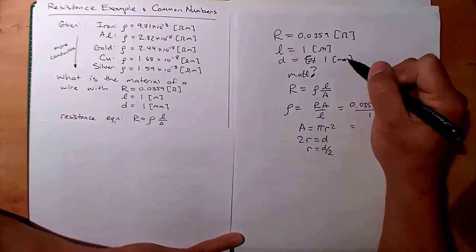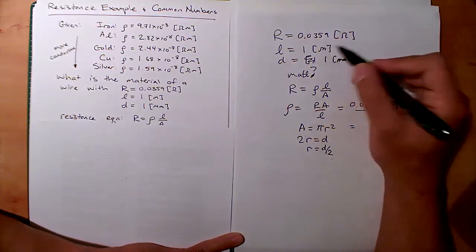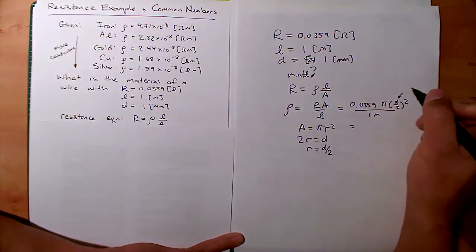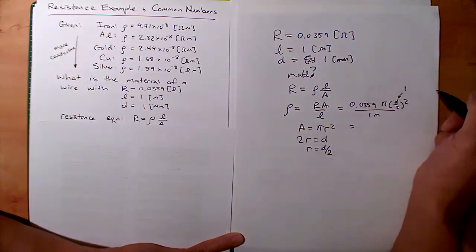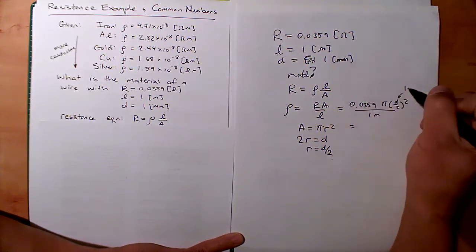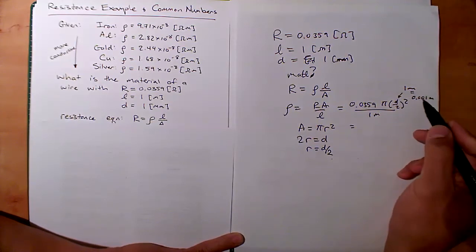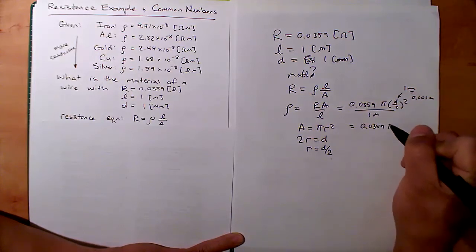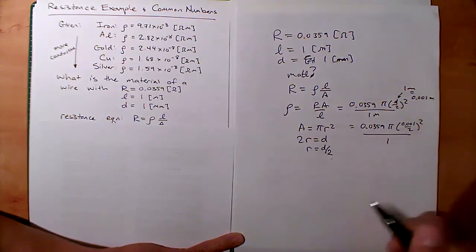I have a millimeter, and this is meters. So I have to be in meters for all this to work. This length is fine because it's a meter, but this diameter is not just one. I can't just put one. I have to convert it to meters. So 1 millimeter equals 0.001 meters. So I have to put 0.0359 times pi times 0.001 over 2 squared, divided by 1, no problem.